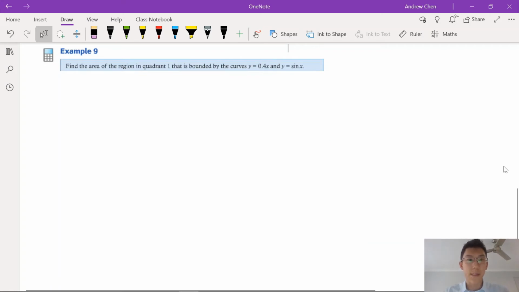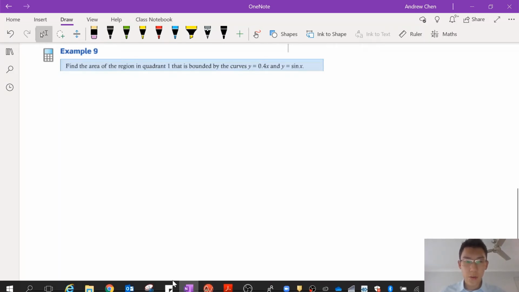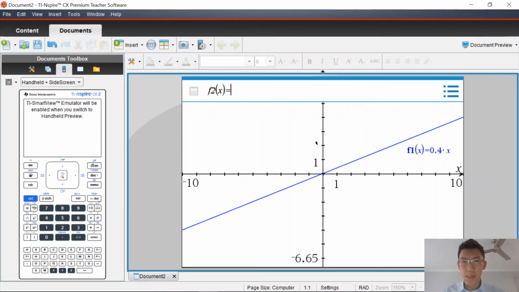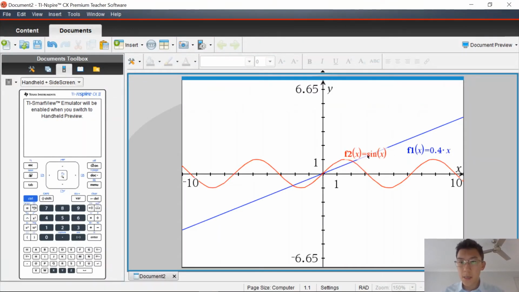Now let's have a look at example 9. Again, we're going to use that calculator to do most of the hard work. Find the area of the region in quadrant 1 that is bounded by the curves y equals 0.4x and y equals sine x. Okay, so let's graph it first on the calculator. 0.4x and sine x. There we go.